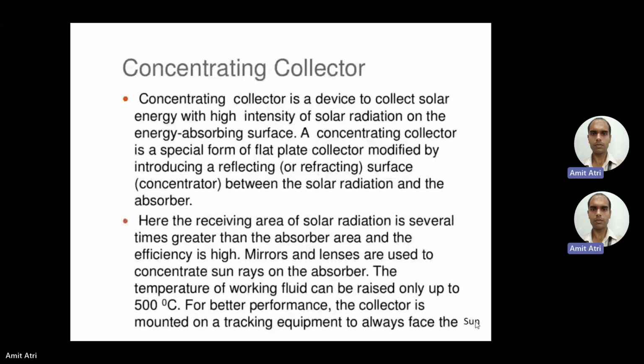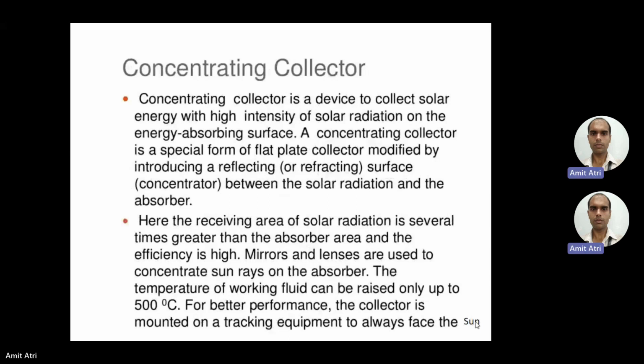Okay, just we have seen there. The receiving area that was very large. It was concave mirror type area. Okay, so mirrors, lenses, they are used to concentrate the sun rays on the absorber. Absorber was having a smaller area, whereas the receiver, the collector, that was having a larger area. So the temperature of the working fluid can be raised up to 500 degrees Celsius.